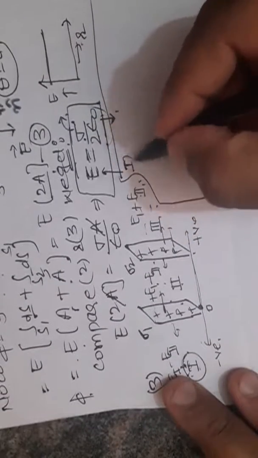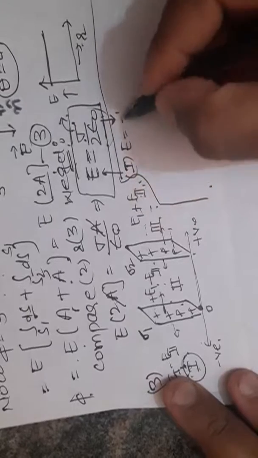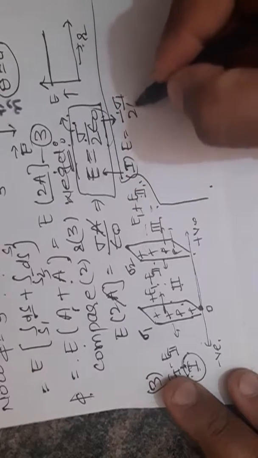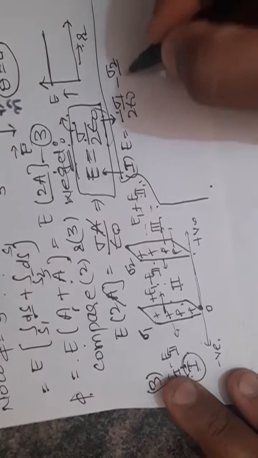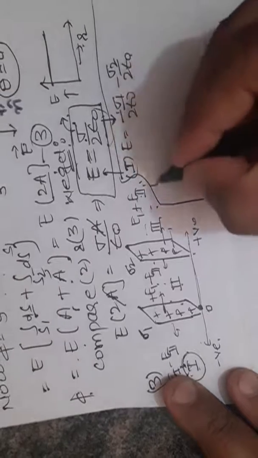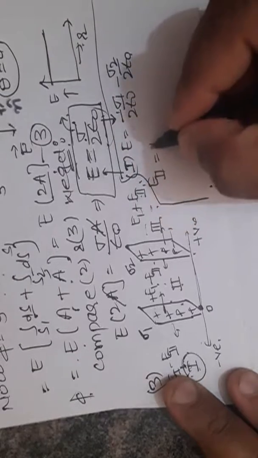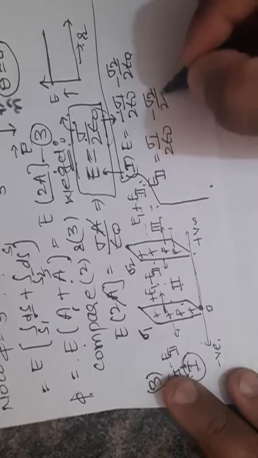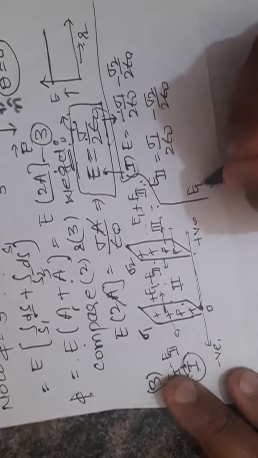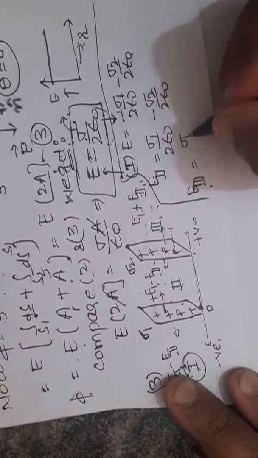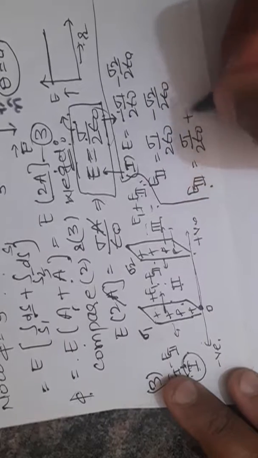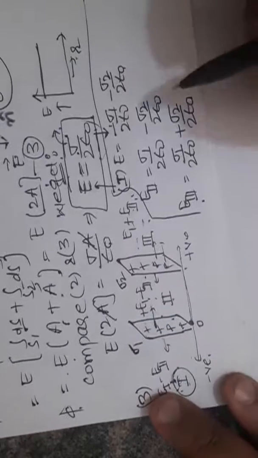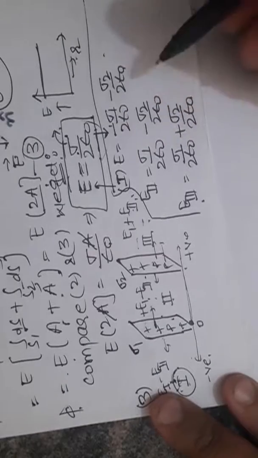It means in the first region the electric field will be minus sigma 1 by 2 epsilon naught minus sigma 2 by 2 epsilon naught. In the second region it will be sigma 1 by 2 epsilon naught minus sigma 2 by 2 epsilon naught. And in the third region, sigma 1 by 2 epsilon naught plus sigma 2 by 2 epsilon naught. Clear? This is the end of this article.